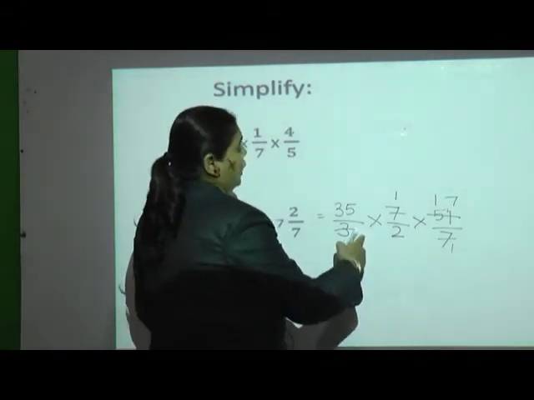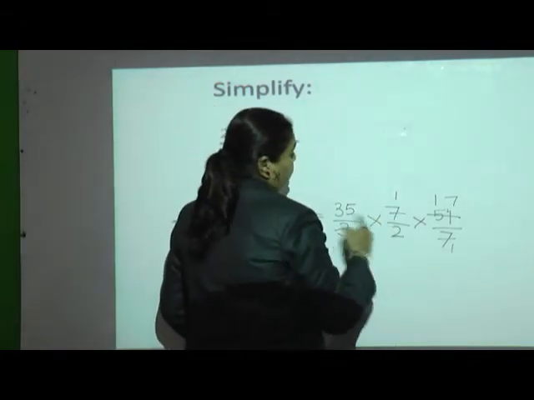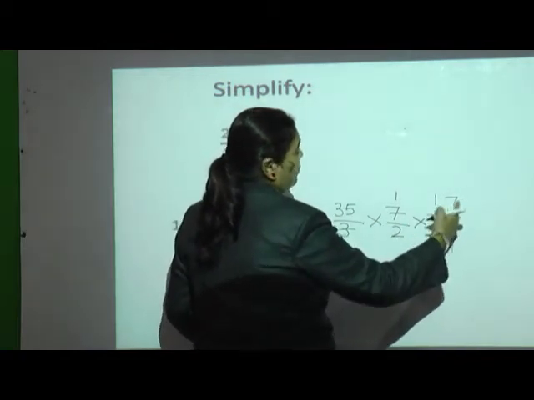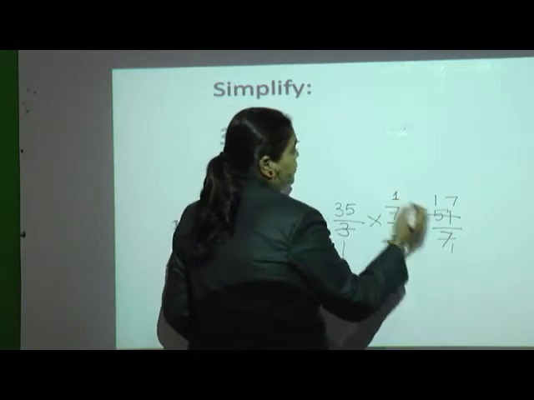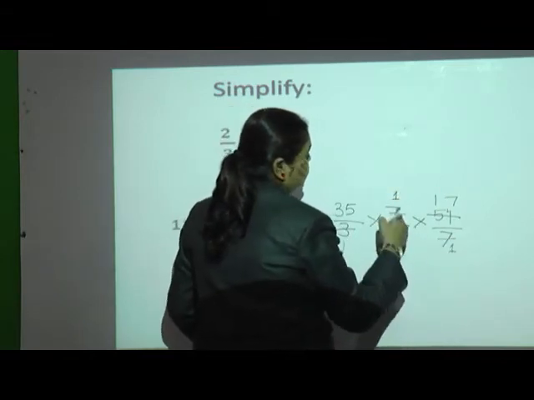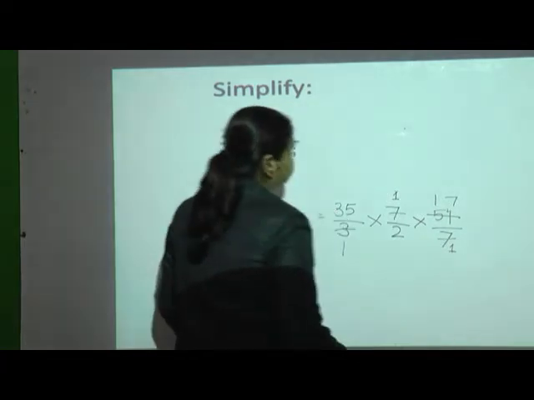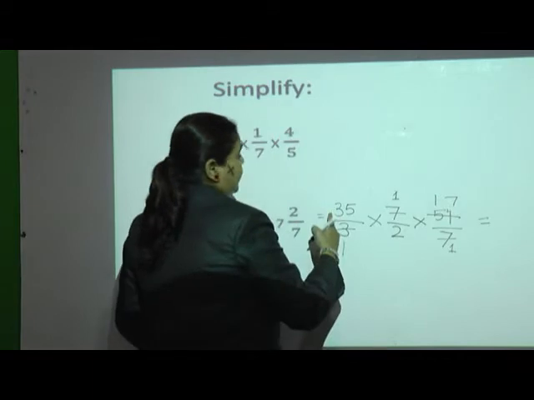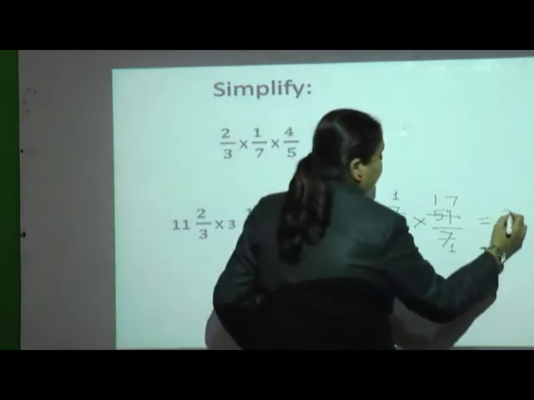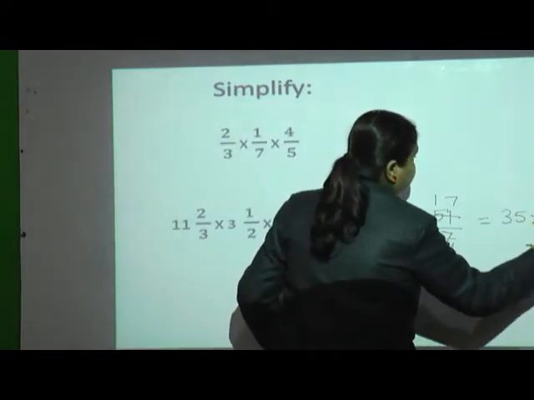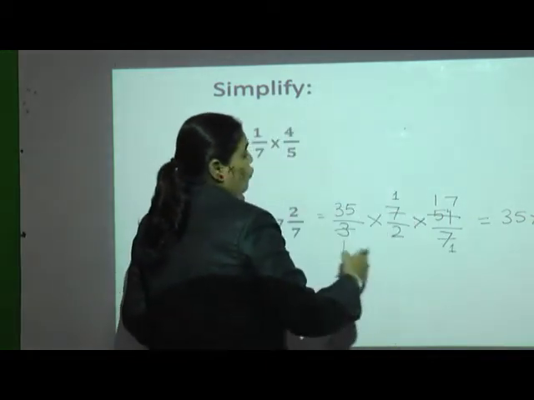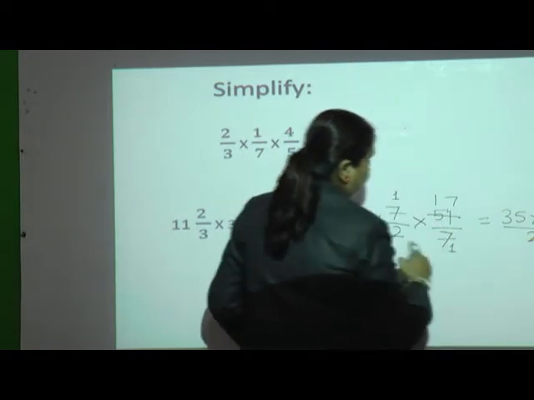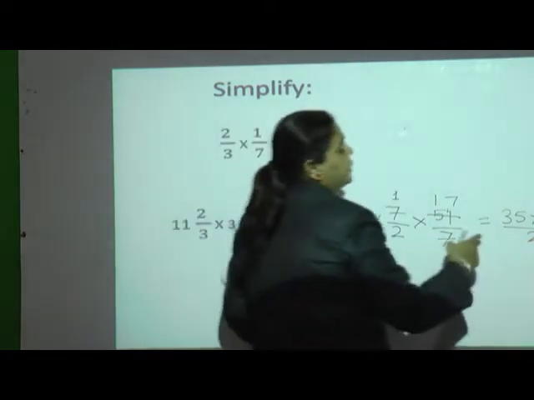Now we have to try if it is possible to reduce. Here we have an even number, but we have an odd number, so it is not possible to reduce. I am writing 1 here because we just cancelled this 7. Now we will try to multiply. Next step, 35 multiplied by 1 is 35 only. 35 multiplied by 17. In the denominator we have only 2, so 2 ones are 2.